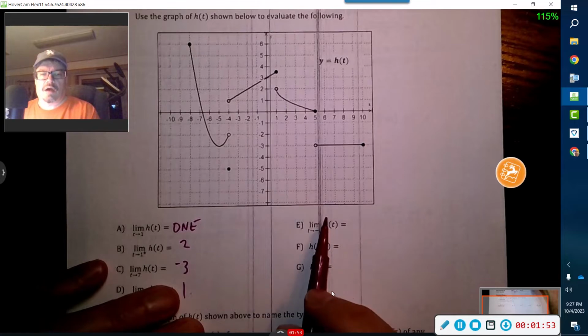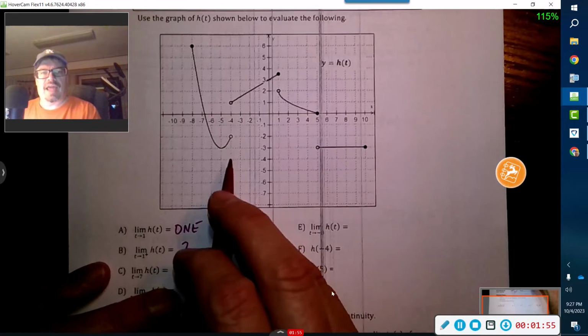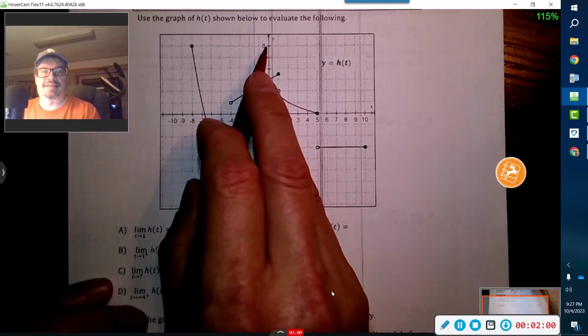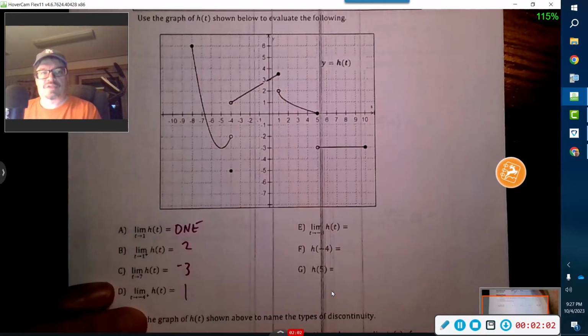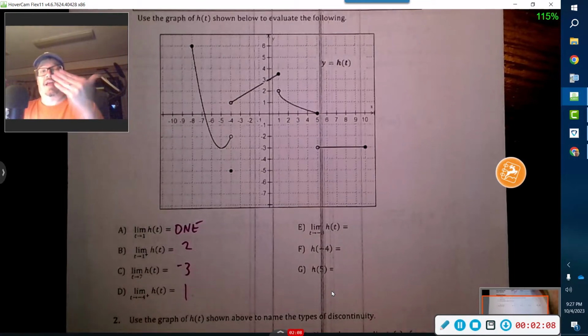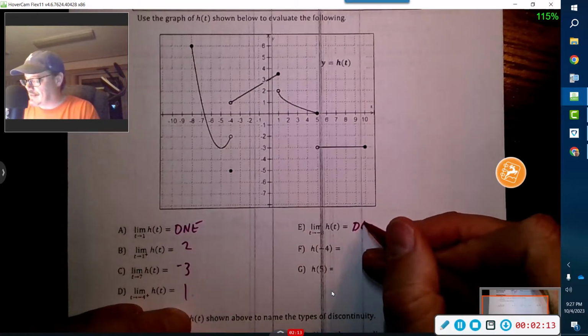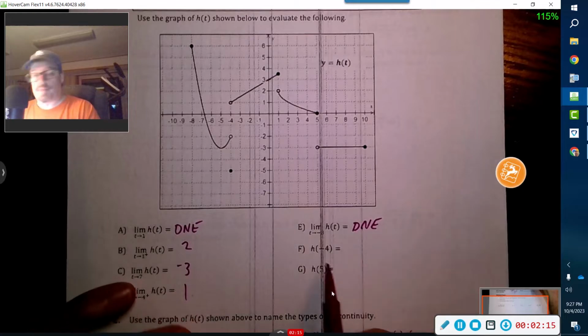-8, it doesn't say from the right or left. Now, if it came from the right, okay, we would be good. We would be at 6. But if we're coming from the left, there's no part of the function for it to grab onto. So there's no coming from the left. So if the left and the right do not connect, then we do have a DNE. So this guy does not exist, okay, because it's a general limit.